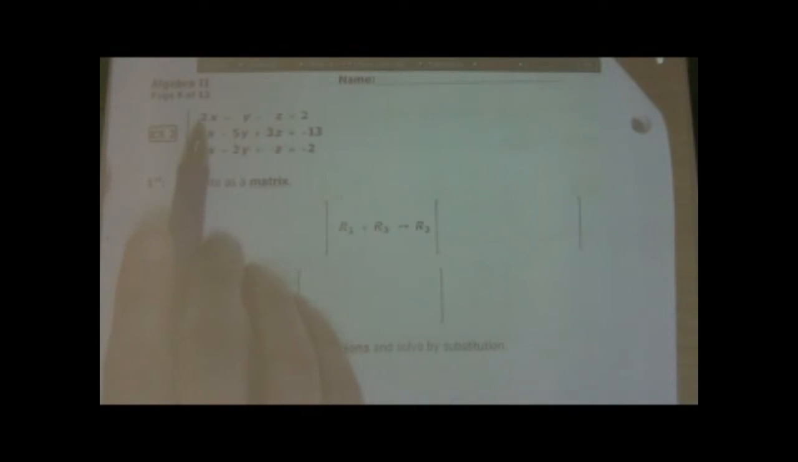So first of all, I've got this system of equations. My first job is rewrite it as a matrix. So I'm going to look at all my coefficients. I've got a 2, -1, -1, and 2. So I'm going to write that in as my first row. The second equation, my coefficients are 1, -5, 3, and -13. All right, my last equation, my coefficients are -2, -2, 1, and -2.